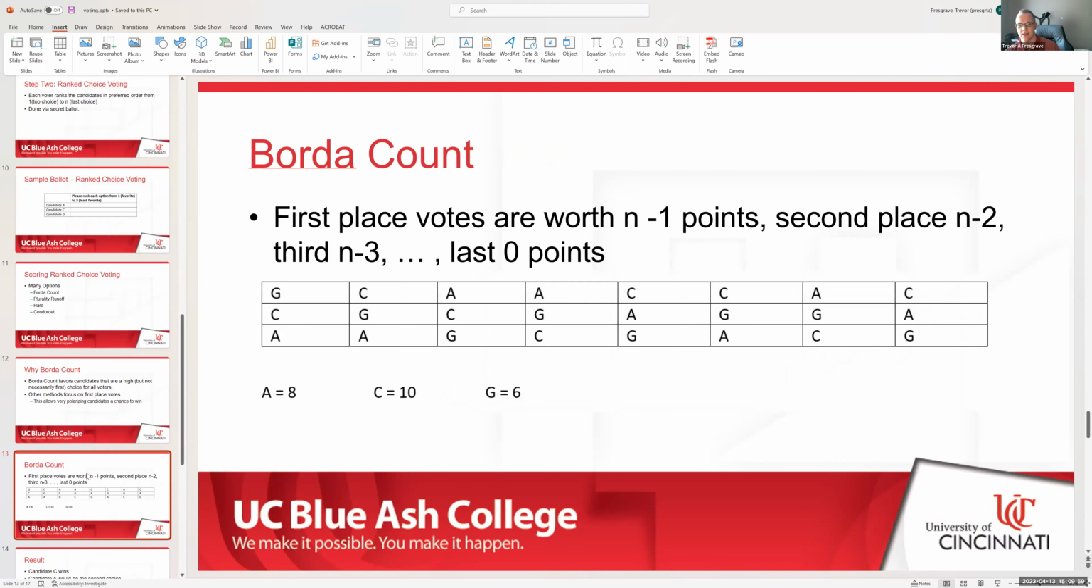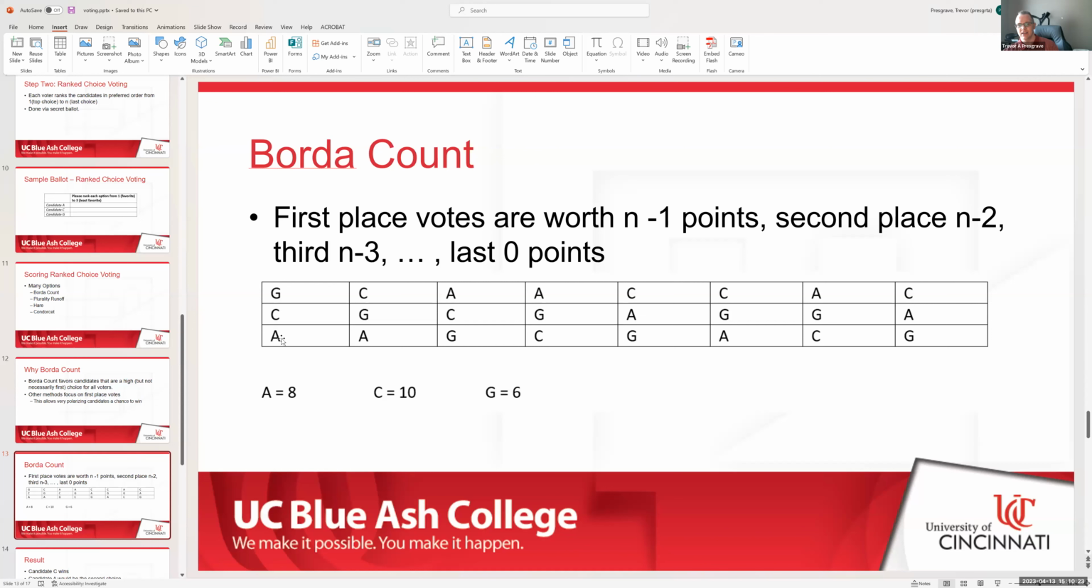And the way the Borda count works is first place votes are worth n-1 points, second place n-2, and last place are 0 points. So the basic scoring would work like this for candidate A. Here are the ranked ballots. So here's 1 ballot, 2 ballot, 3, 4, 5, 6, all the way down.